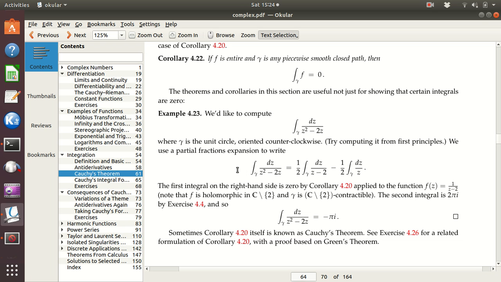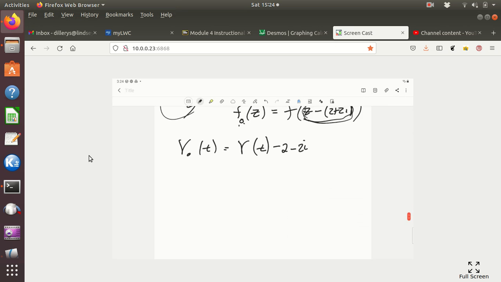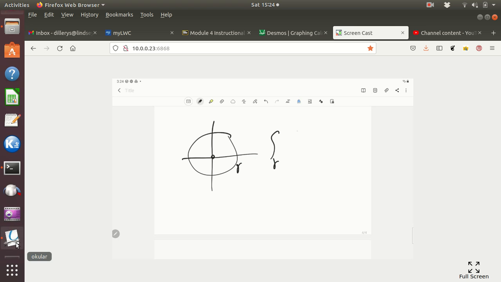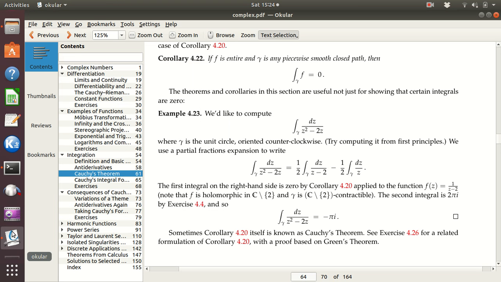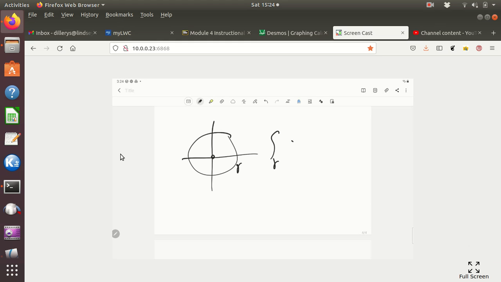Okay, let's see, where am I going? Back up here. Okay, we have this on our screencast. Alright, so here's 0, 0. We got the unit circle, and we would like to integrate over gamma here. Shoot, what the heck was that again? dz over z squared minus 2z.